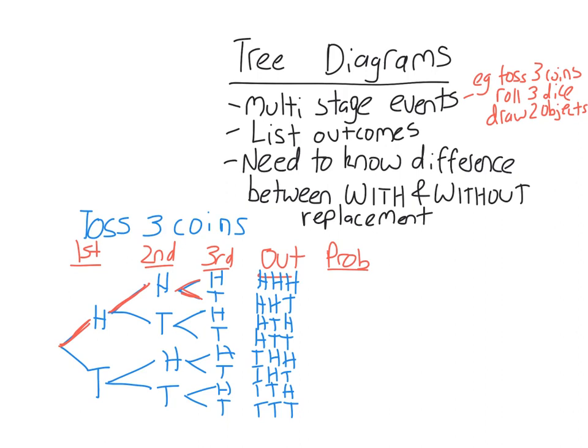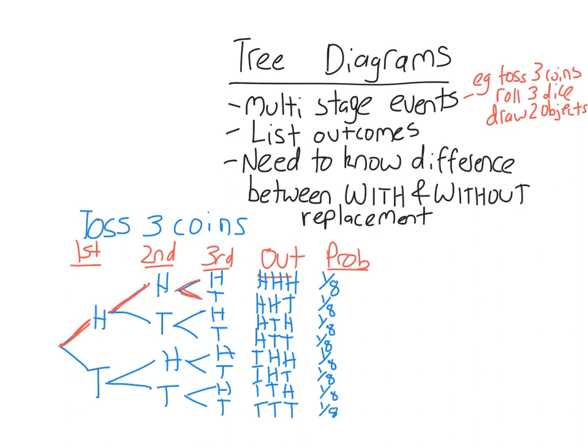Now, I didn't put any probabilities on branches because they are all equally likely. There are 8 outcomes, all of them equally likely. So each of them has a probability of occurring of 1 out of 8. Now that I've drawn the tree diagram, I could answer probability questions pretty simply.